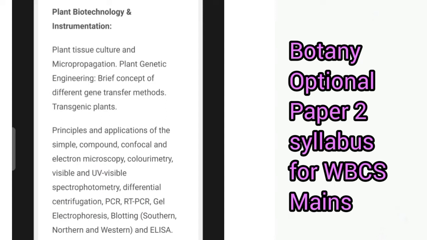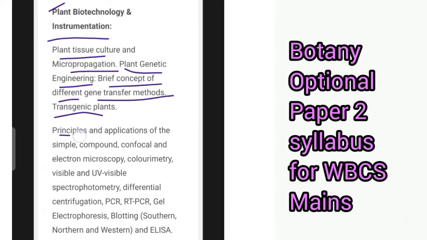Then we have this plant biotechnology and instrumentation, plant tissue culture and micropropagation, plant genetic engineering, brief concept of different gene transfer modes and methods, transgenic plants, principles and applications of simple, compound, confocal, and electron microscopy, colorimetry, visible and UV visible spectrophotometry, differential centrifugation, PCR, RT-PCR, gel electrophoresis, blotting, and ELISA.